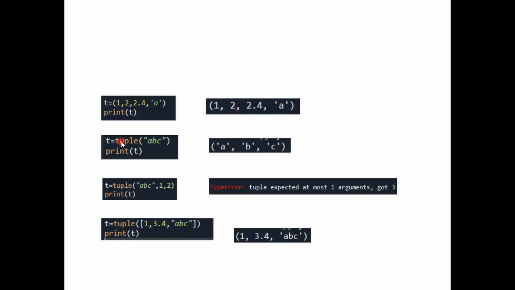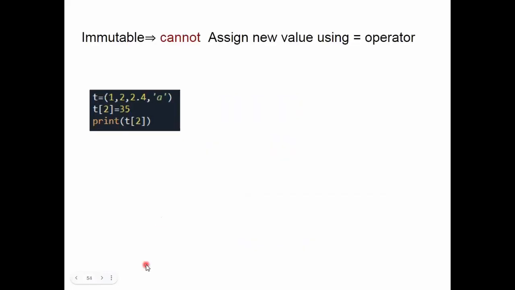The second method is by using the tuple function with a string. So here ABC will be stored separately as A, B and C. If you are using the tuple function, only one string at a time is allowed. We cannot have more than one string, otherwise we are going to generate an error message. If you want to pass more than one value as elements of your tuple, we have to enclose them in square brackets. That is, we have to pass a list.